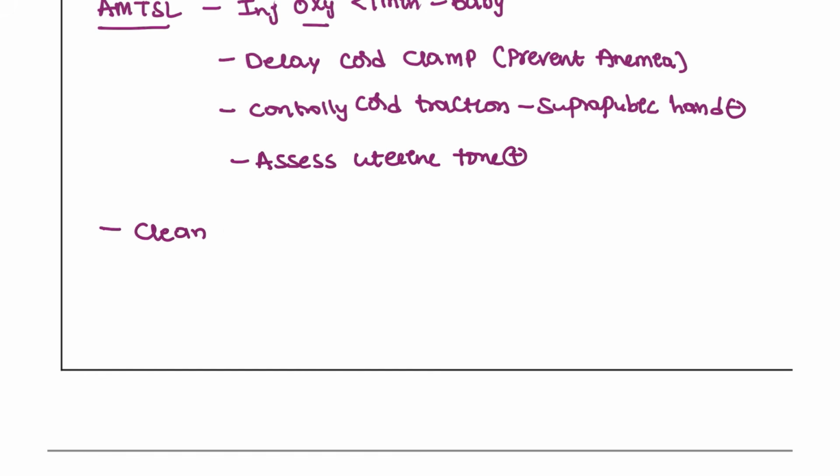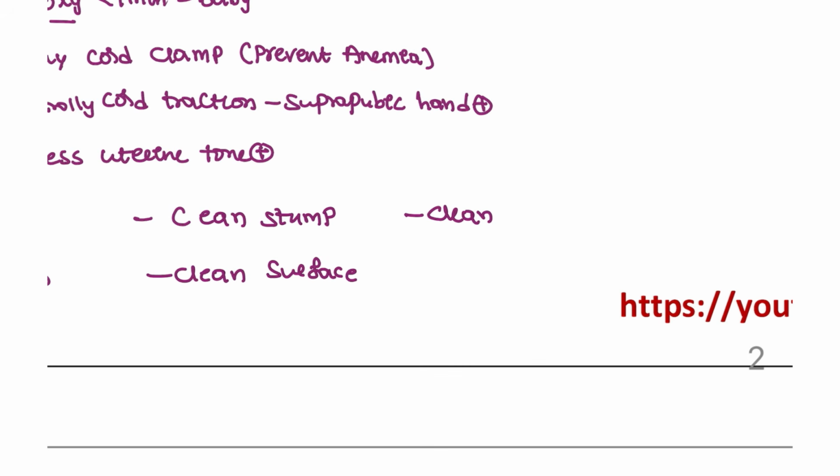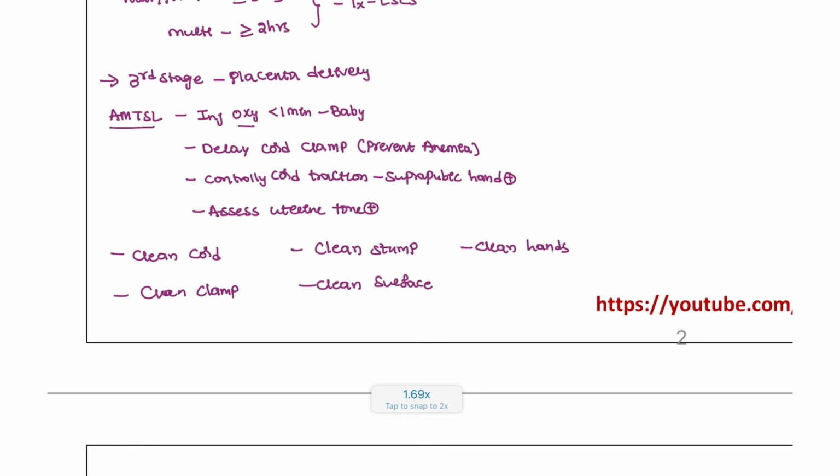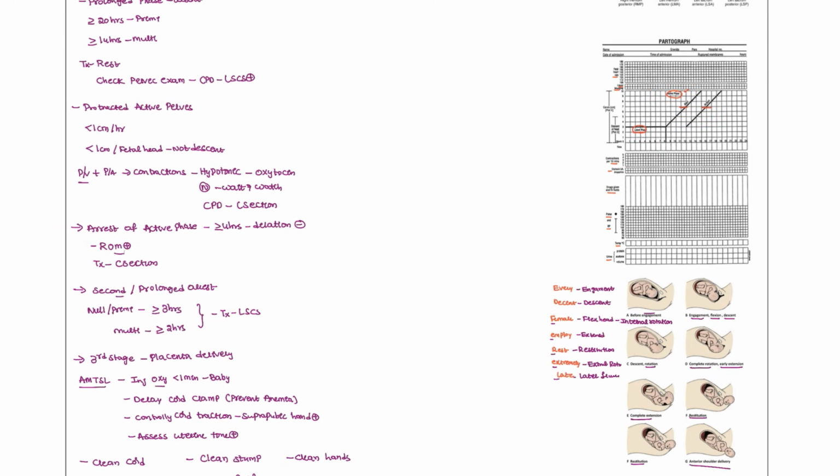It should be clean cord. It should be clean clamp. Okay, and also clean stump, clean surface, and also clean hands of the examiner. So these clean criteria should be followed. Okay, so this is the most important part that you have to remember.